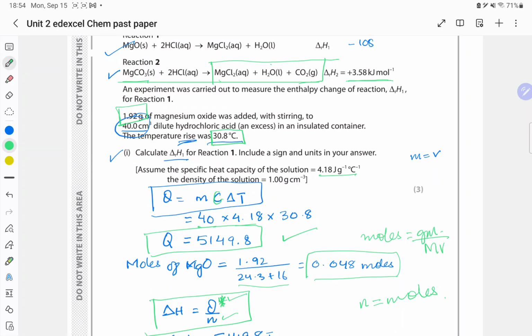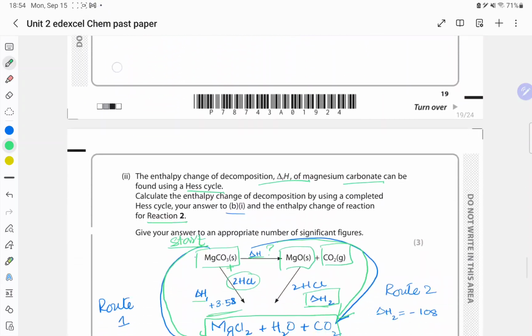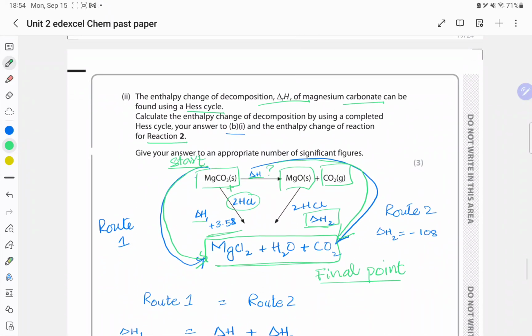How are you going to find it out? Because they have asked you to calculate the delta H for reaction 1. This was reaction 1. That is, magnesium oxide reacts with HCl, so it gives you MgCl2 and water. So if you compare it, MgO reacts with HCl to give MgCl2 and water, right? So in this case, delta H is 108. Now we have got the value of delta H1. We have got the value of delta H2.